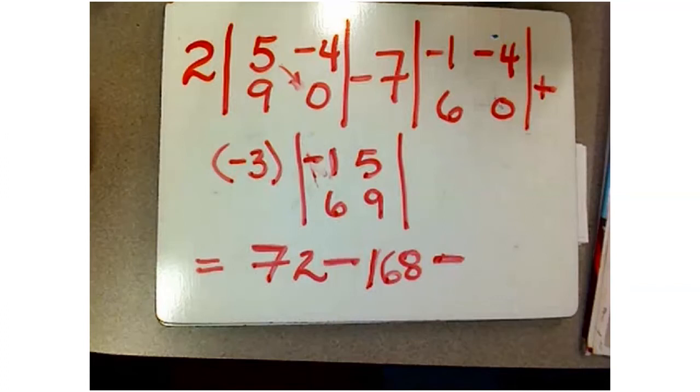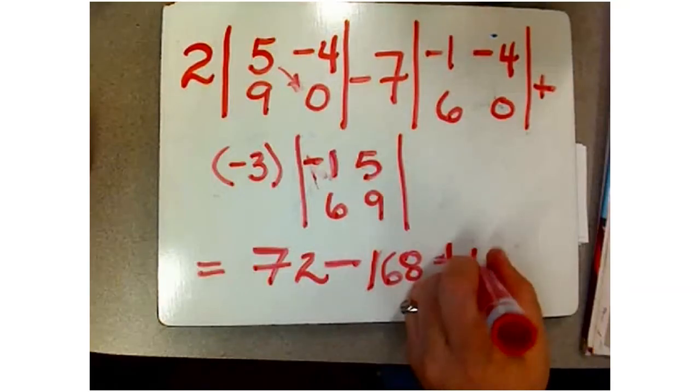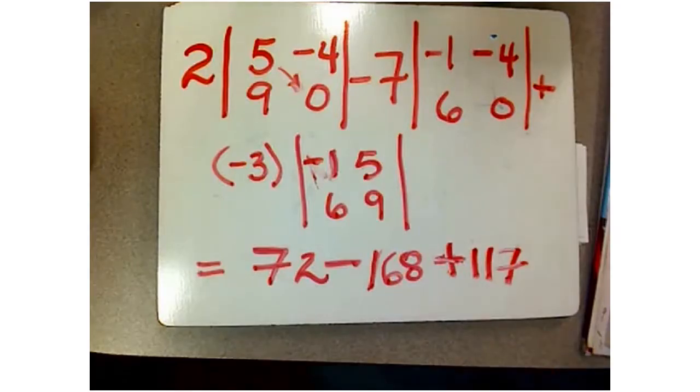What is the determinant of negative 1, 5, 6, 9? Negative 9 and negative 30? Yeah. Negative 9 minus 30. Negative 39. What is negative 3 times negative 39? I think it's 117. Yes, positive 117. So now our minus changed back to a positive. So it should be 72 minus 168 plus 117.